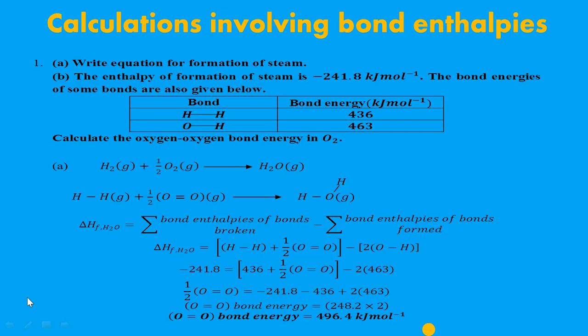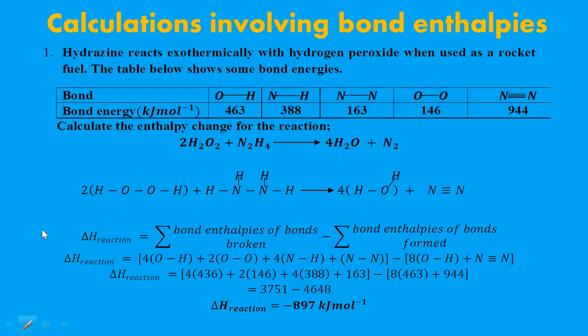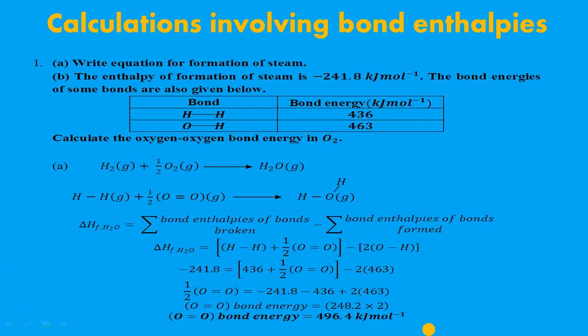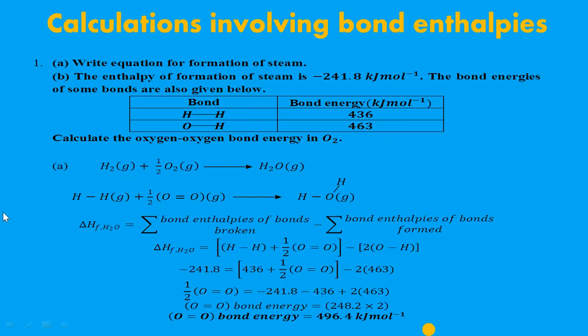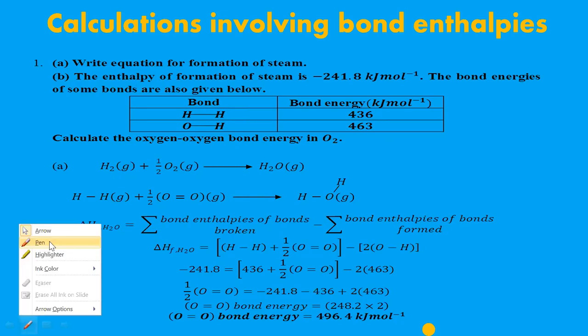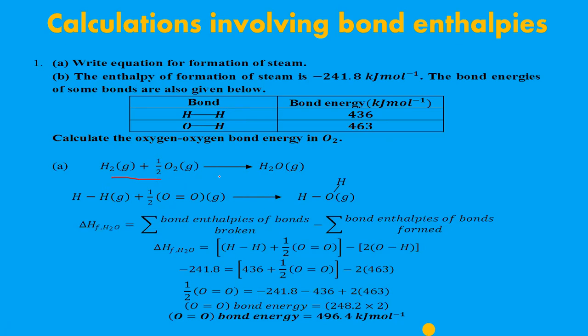So the first thing is to write equation for formation of steam. And it's here. This is the equation for formation of steam. So this is the equation. Remember, they said steam, not water. So they are meaning that you should specify that physical state. Are we together? Yes.